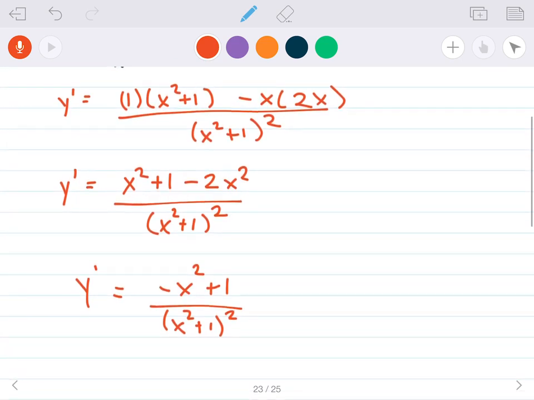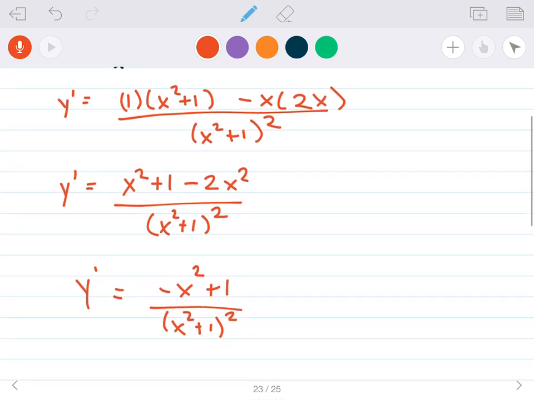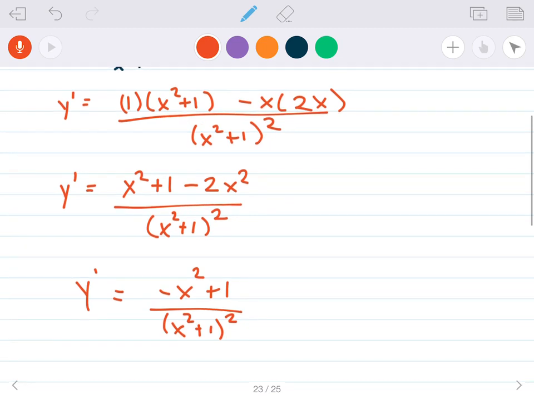What I'm going to do at this point is find the critical numbers. Now, remember that the inflection point could happen when the function is undefined, but the critical numbers just happen when the derivative is 0. So the only time that this could be 0 is if the top is equal to 0, right? So my critical numbers, to find them, and again, if we were looking for inflection points, we would set the bottom equal to 0 as well.